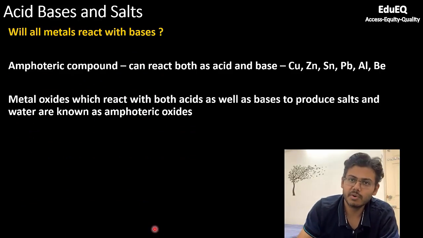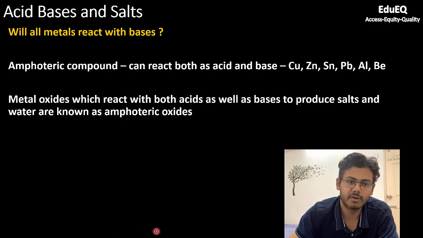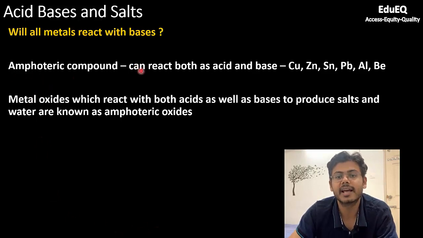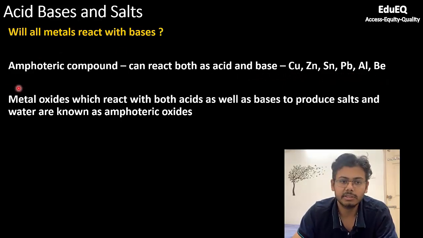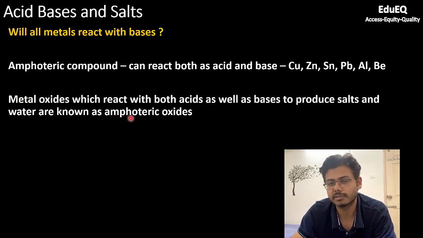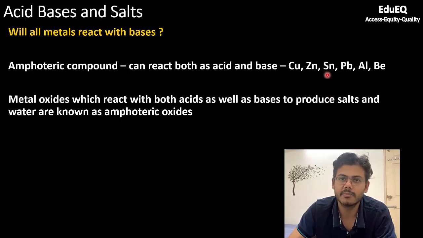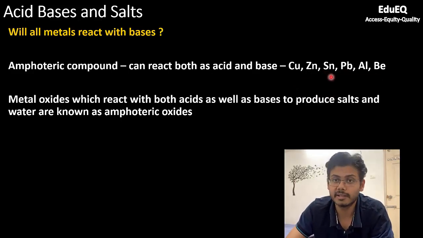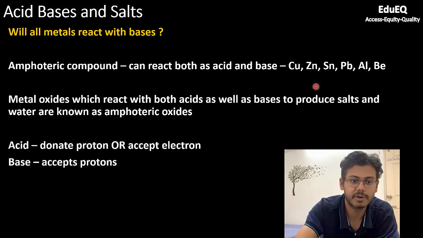There is only a particular class of compounds or metals, called amphoteric oxides or amphoteric compounds, that can react with both acids and bases. Some of these are copper, zinc, tin, lead, aluminium and beryllium. The metal oxides which react with both acids and bases to produce salts and water are known as amphoteric oxides. So only amphoteric oxides or the compounds of the metals listed here will react with both acids and bases, and not all metals will react with a base. So this you have to keep in mind.